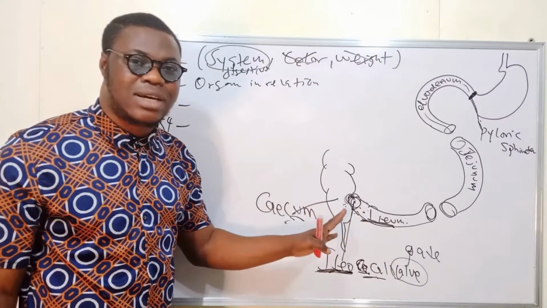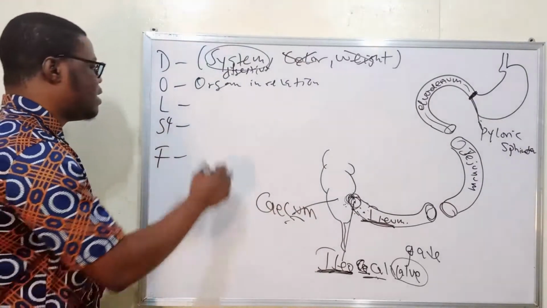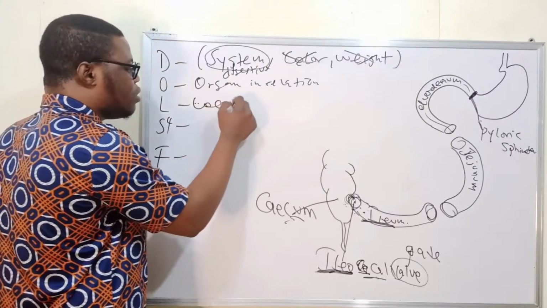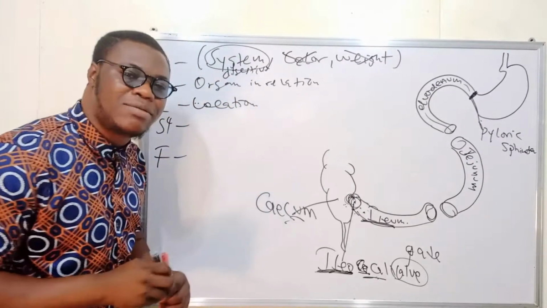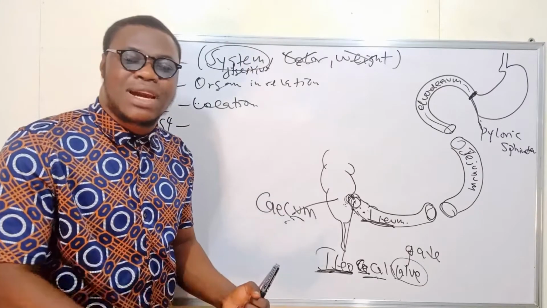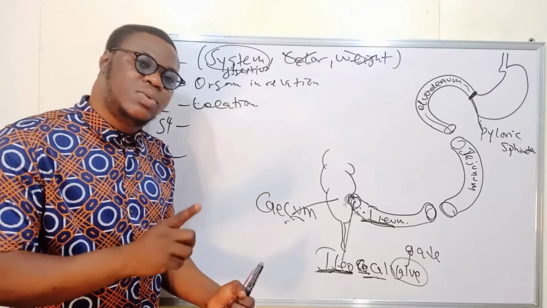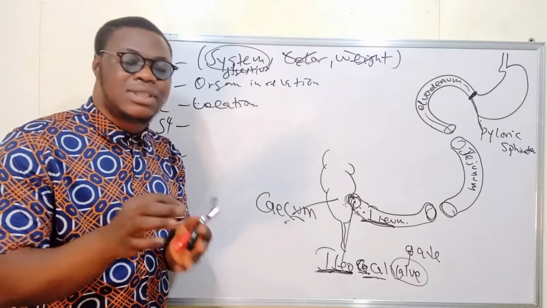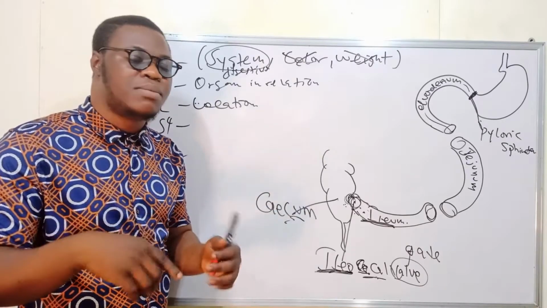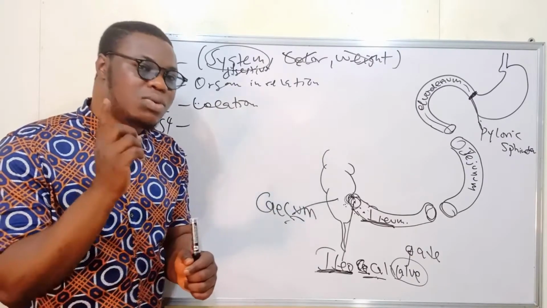As simple as that. Now, the next one is the location. Talking about the location, it is located primarily in the umbilical region. So add this sentence, and surrounded by the large intestine. So listen to that again.